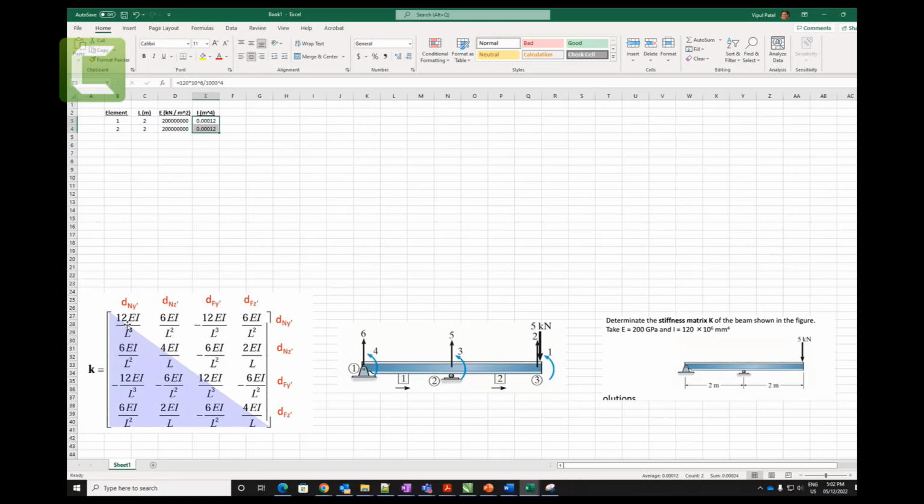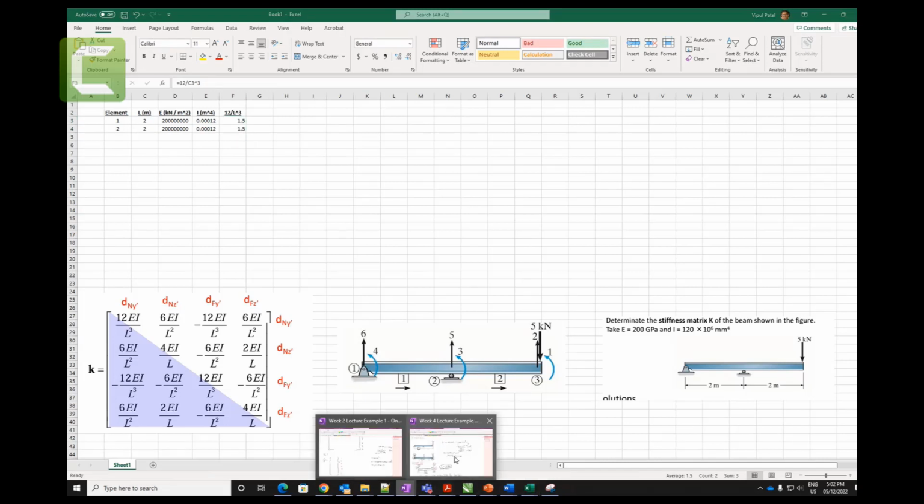Now we have few things, 12 EI on L cubed, or we can do 12 on L cubed first, like we did before. Let's make this underline and bold and in the middle. So 12 equal to sign 12 divided by length cubed. And you can just drag it down for the second element, 1.5. So that's what we got, right? Keep an eye on that number.